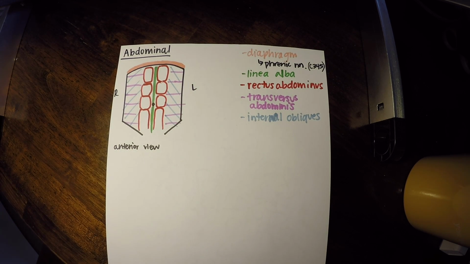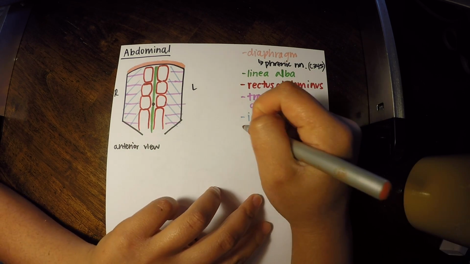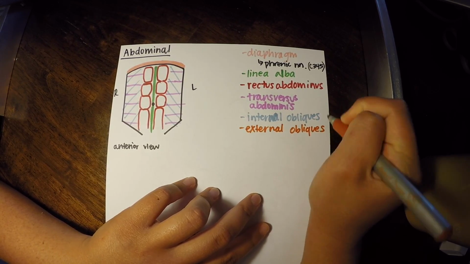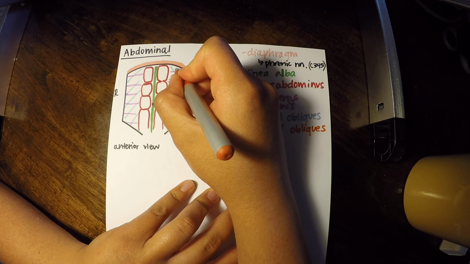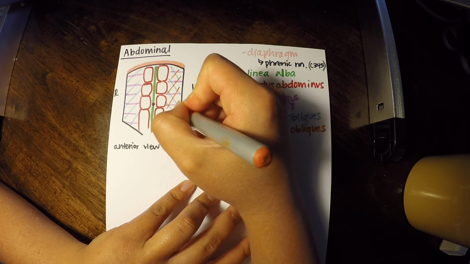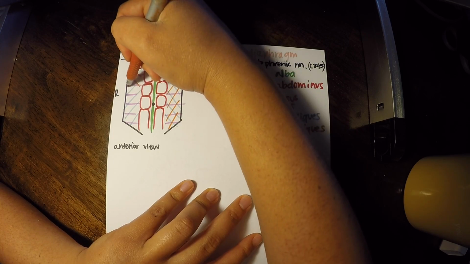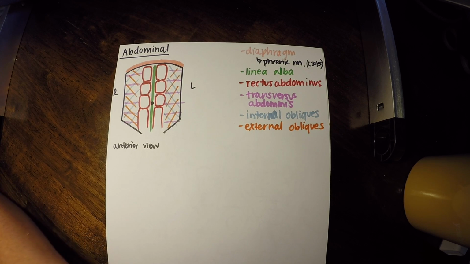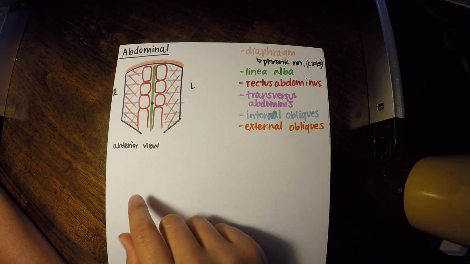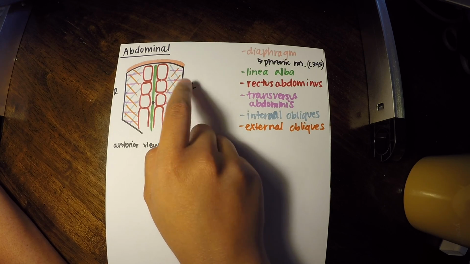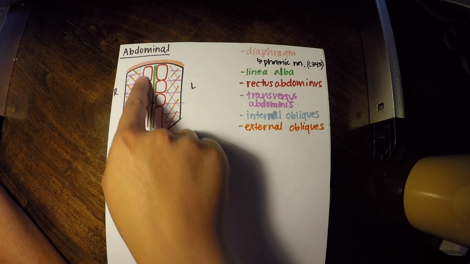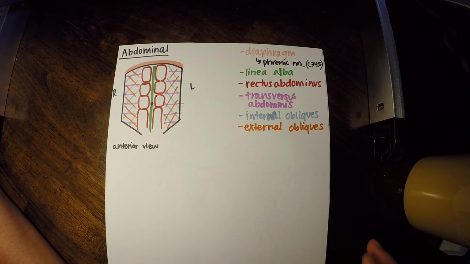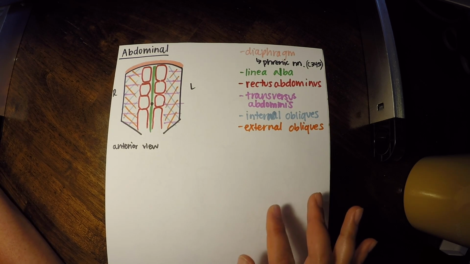Now, the next most superficial layer is our external obliques. And those are, the fibers are oriented the other way, like this. And what these external oblique muscles do is they do contralateral trunk rotation. So the left external obliques help us rotate our trunk to the right, and the right external obliques help us rotate our trunk to the left. Okay? So to get a little bit of a better understanding of these, let's also do a superior view.